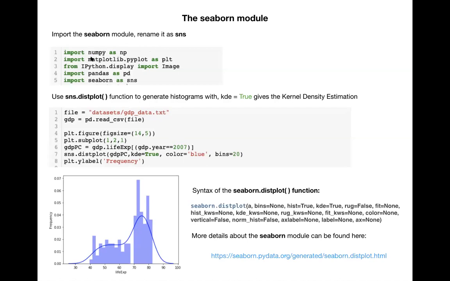These are standard imports for NumPy, Pandas, matplotlib, and other things, and import Seaborn as sns. So we import Seaborn, rename it sns, and we use the sns.distplot function to generate histograms. Here's the option KDE equals true, and KDE means kernel density estimation. Here's the syntax for how to get a plot like this from a data file. The file name is gdpdata.txt, and we've worked with this data before. Let's load the data file into a pandas data frame.